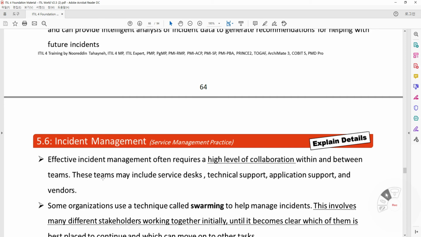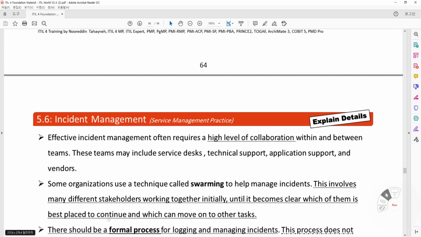These teams may include service desk, technical support, application support, and vendors. Some organizations use techniques called swarming to help manage incidents. This involves many different stakeholders working together initially until it becomes clear which of them is best placed to continue and which can move on to other tasks.